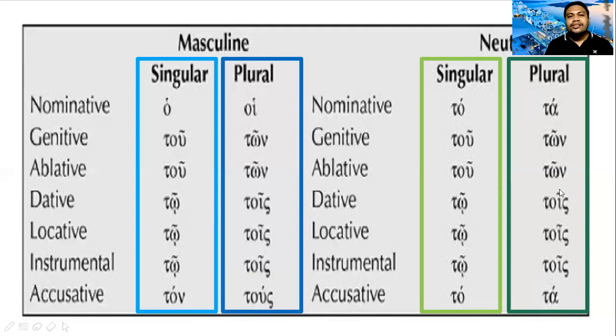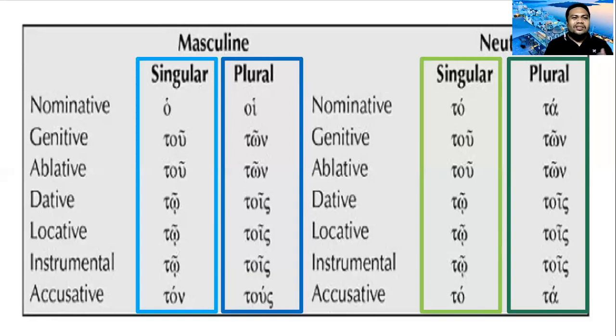Okay, let's read all together from the nominative. Ta, ton, tois, tois, tois, ta. Very good. All right, so master these definite articles because you will be seeing them along the way. So if you have seen this form, you can know that it is either nominative, genitive, ablative, dative, locative, instrumental, or accusative.